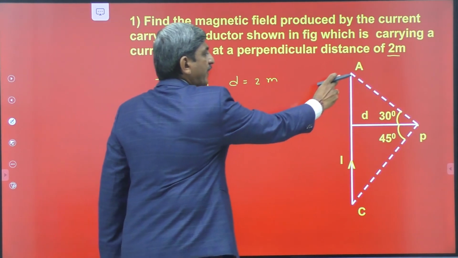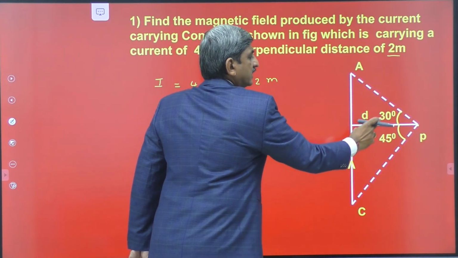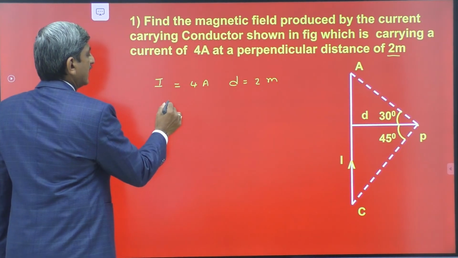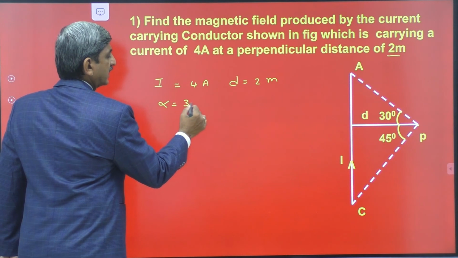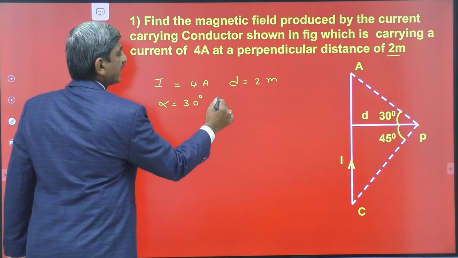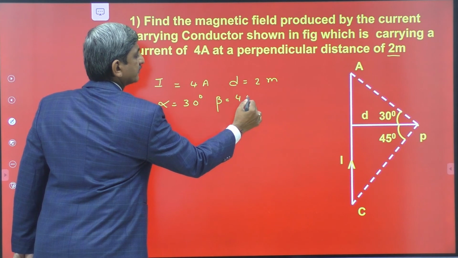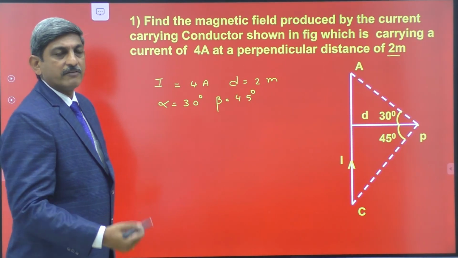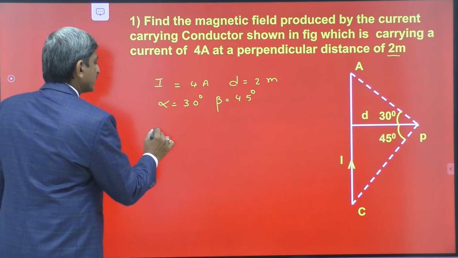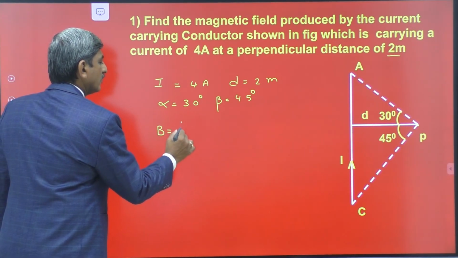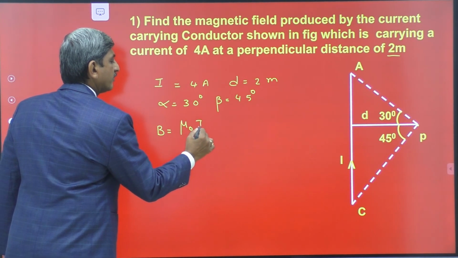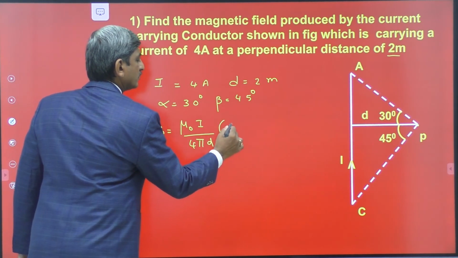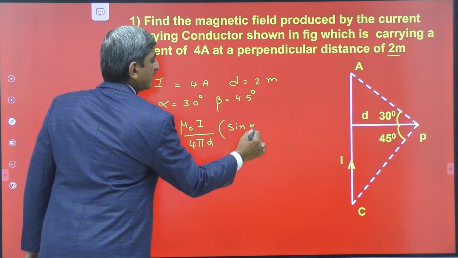Here, the top end and bottom end are elevated at 30 degrees and 45 degrees at point P. That's why here alpha is equal to 30 degrees and beta is equal to 45 degrees. Now, by knowing the I, D, alpha, beta values, we can determine the magnetic induction by using the formula B is equal to mu naught I divided by 4 pi D into sin alpha plus sin beta.